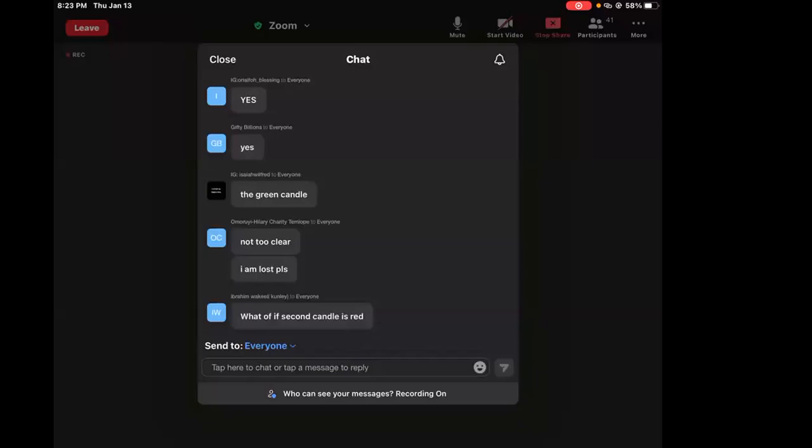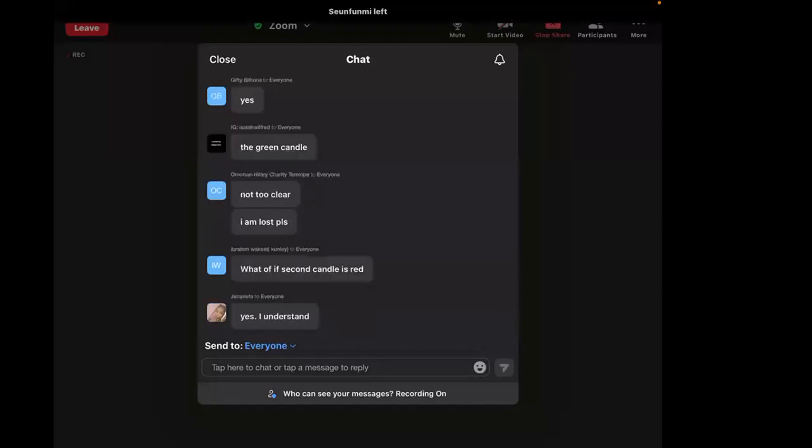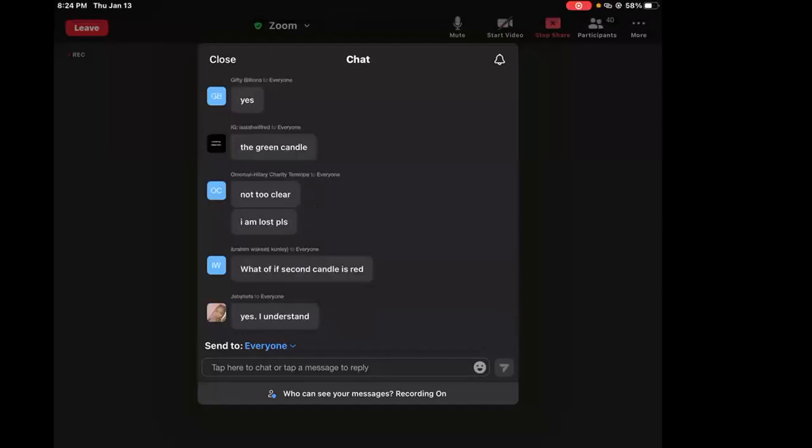Guys, do you understand what I'm saying? I'm lost, please. Hillary, where exactly are you lost? Let me go back. If the second candle is red, it doesn't matter whether it's red or green. Just keep marking second to the first candle. Eli, please, where?